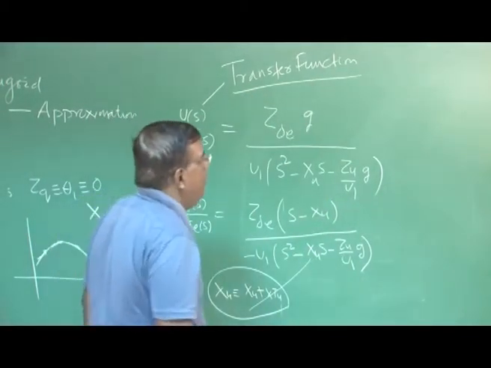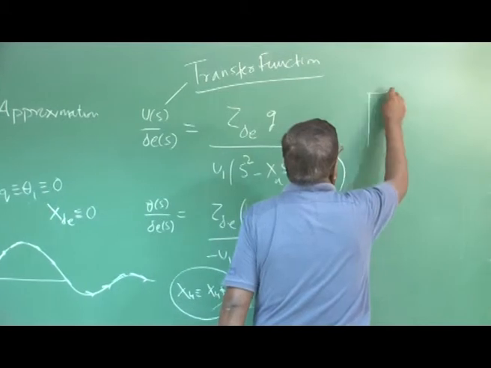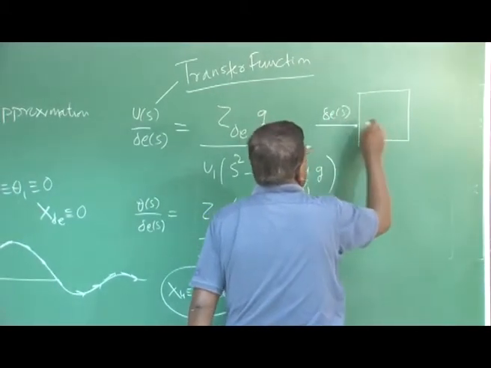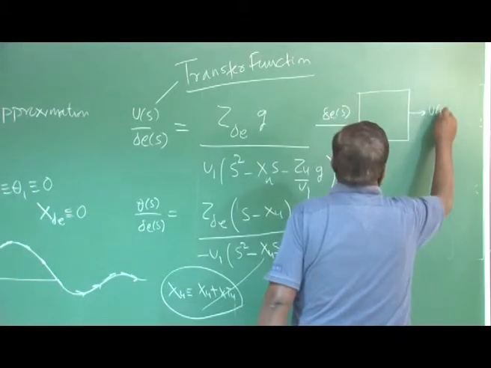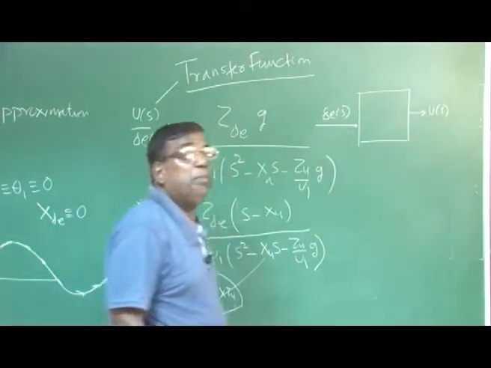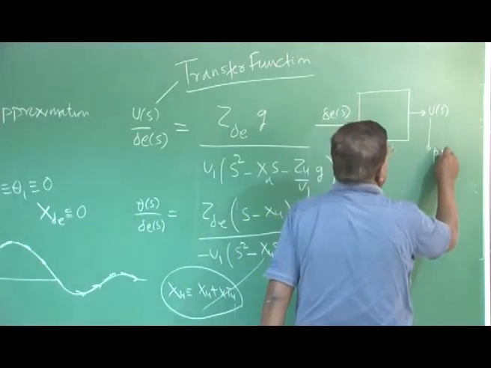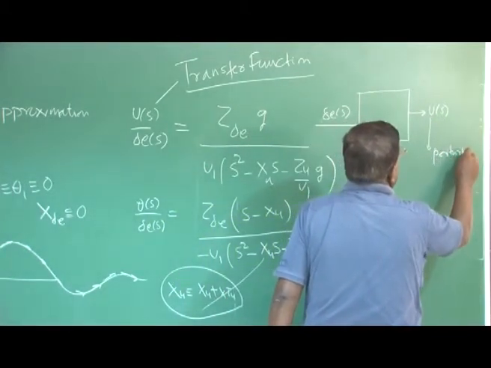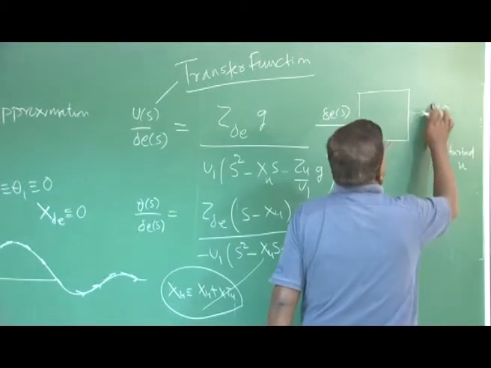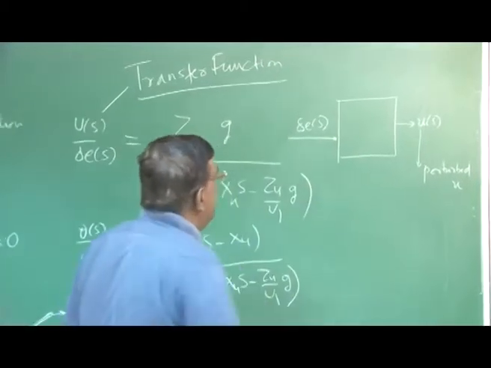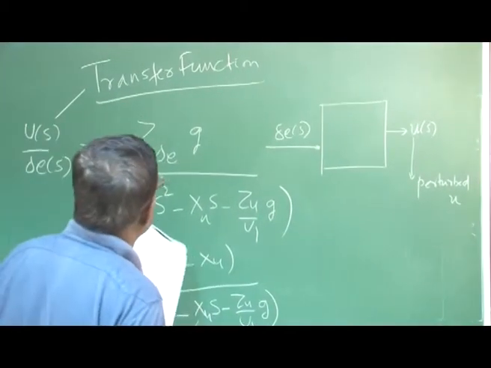That is, if I draw a block diagram, I will say I am giving input delta E of s, I am getting output u of s. What is this u? U is the perturbed u, right? Do not lose the inside. This is perturbed u. So, ideally it should be small u, right? And what sits inside this box is this transfer function.